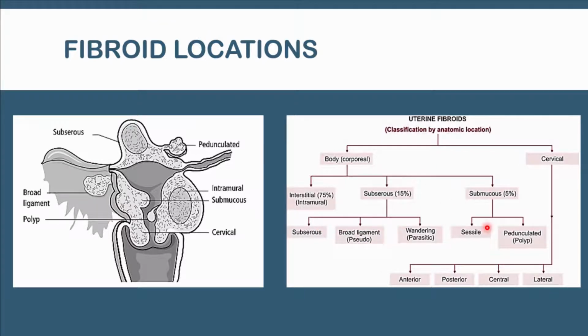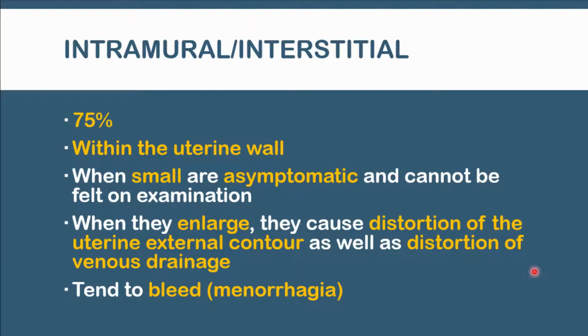Then the submucous could either be sessile or they could be attached by a stalk, and they could be referred to as pedunculated. So all these are just pretty much going to be found in the body of the uterus. While on the other hand, they could be found in the cervix, where they could be anterior, posterior, central, or lateral. So beginning with the intramural type of fibroids, like I say, these are the most common, so they're going to be accounting for 75%.